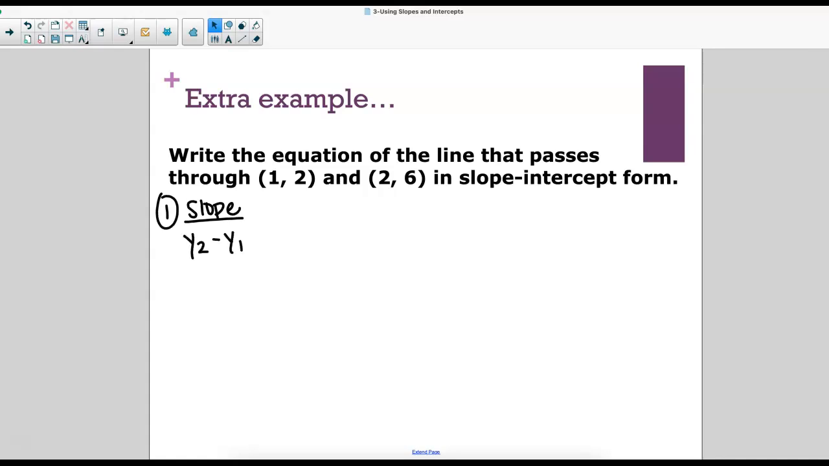y2 minus y1 over x2 minus x1. Okay, that's our first step. y2, I'm going to call it 6, minus 2 over 2 minus 1. This is review. We've done this a few times now. The slope is 4 over 1. 2 minus 1 is 1, which is just 4. So 4 is the slope. That's m.